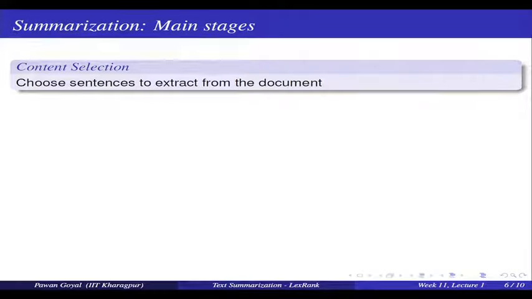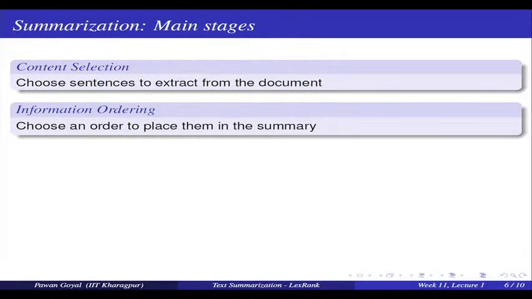Now once I have selected the content, I know these sentences are important. What would be the next task? Next I will try to order them somehow, whether this sentence will go first or this sentence will go after it. This also depends on how I will make it more readable or more presentable to the end user. There I have to talk about how it can be more coherent and so on.